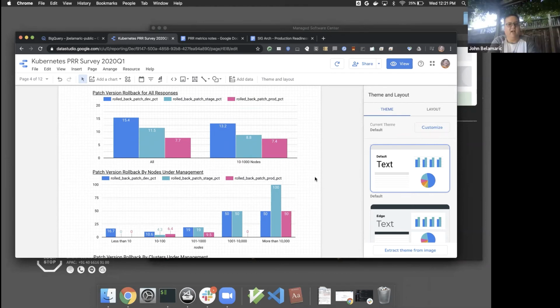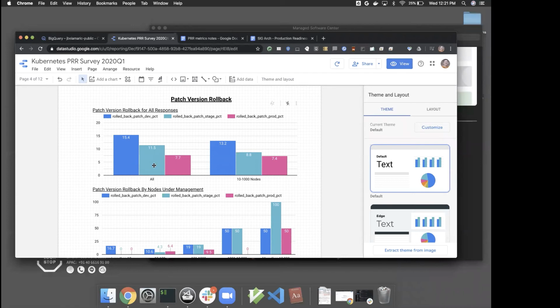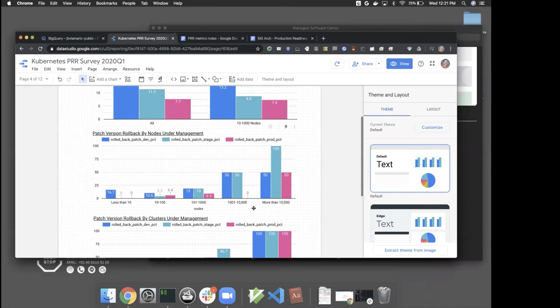Well, it's a percentage of the respondents in that category. So here it's 15% of everybody. I think I may have excluded people that didn't answer the question. Actually, I don't think I did. Have a look at patch version rollback by nodes under management. 101 to 1,000. I see 9.5 rolled back in production. And if you flip back to the minor, I think it was 4 point something, wasn't it? Yeah.